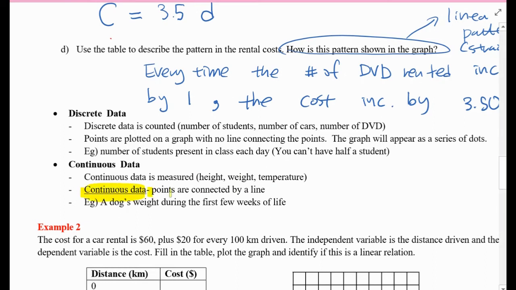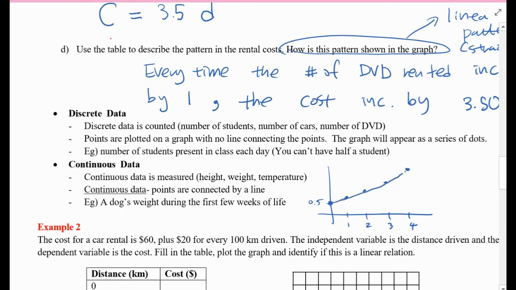Continuous data. Points are connected by a line. Example, those weighed during the first week of lifetime. So here, first week of lifetime. So day 1, day 2, day 3, day 4. Say it was like 0.5 kilogram when it was born, then 0.6, 0.7, and then 1 kilogram.